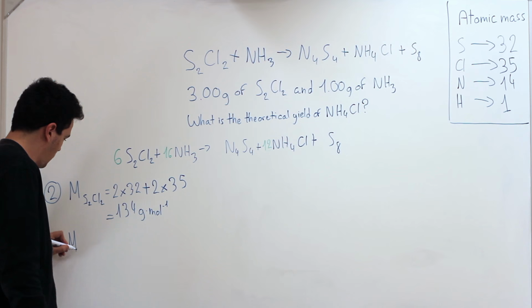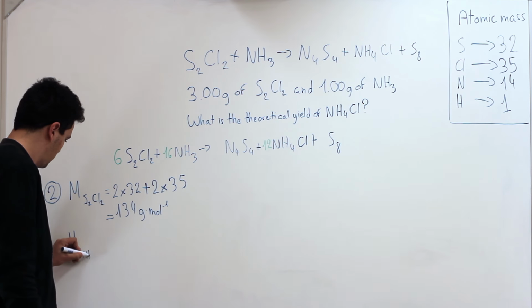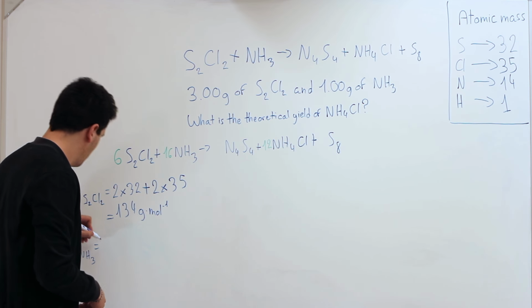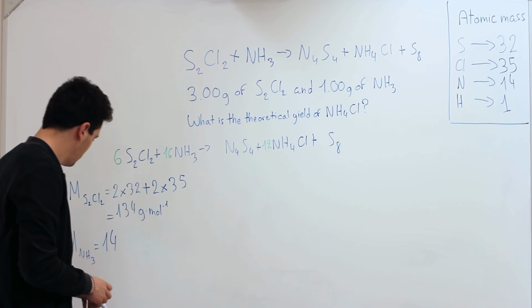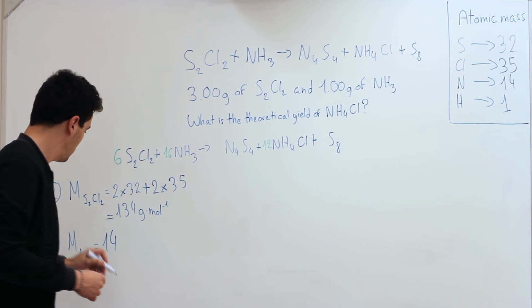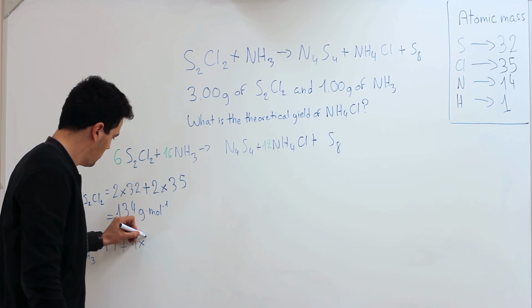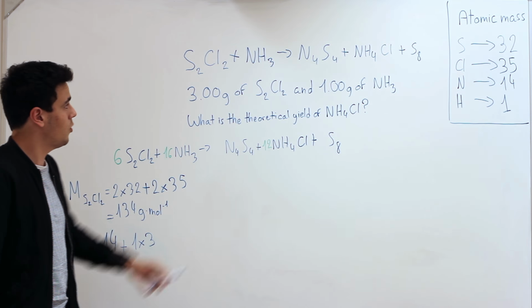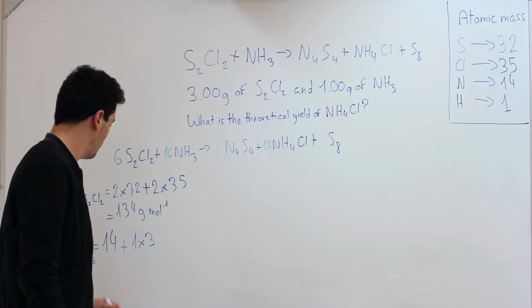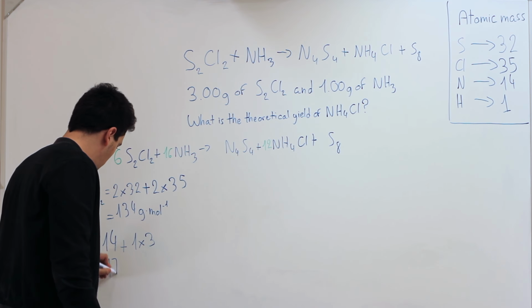Now we're going to do the same for NH3. It's 14, as nitrogen has an atomic mass of 14, plus 1 times 3. This is because we have 3 hydrogen atoms, and their atomic mass is 1 for each, for a total of 17.